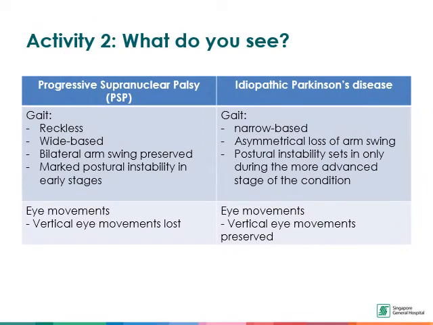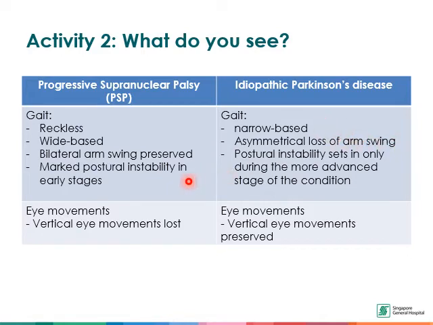Here's a table summarizing the differences in the walking pattern and eye movement of people with progressive supranuclear palsy, PSP, or idiopathic Parkinson's. In terms of gait, people with PSP show some form of recklessness. Their gait pattern is wide-based, unlike the gait pattern of a person with idiopathic Parkinson's, which is narrow-based. And also the arm swing is preserved bilaterally in people with PSP. For people with Parkinson's, we see an asymmetrical loss of arm swing in the early stage, followed by bilateral loss of arm swing.